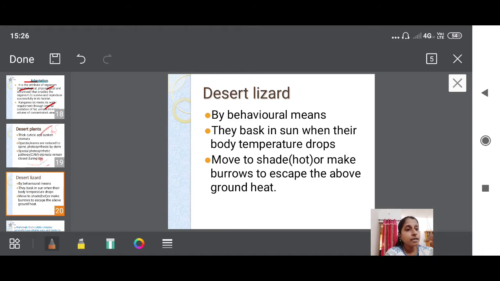Another thing is that they move to the shade. When it is too hot, they move to the shade, and when it is too hot, in the ground itself, they make a burrow and go deep inside, so that they are escaping from the heat. Okay, above ground heat they are escaping. So that way desert lizards are adapting themselves.